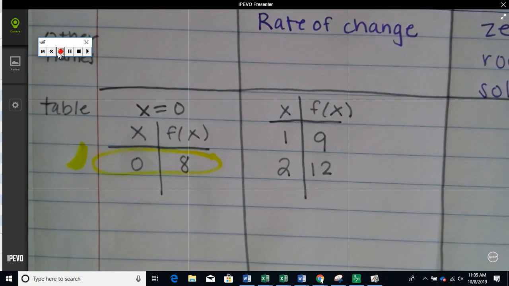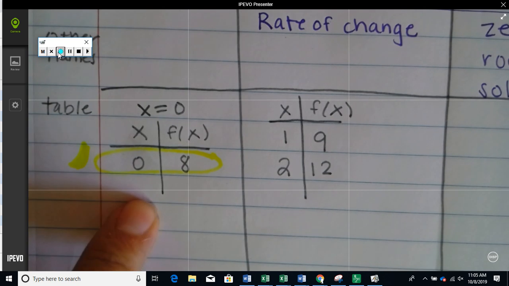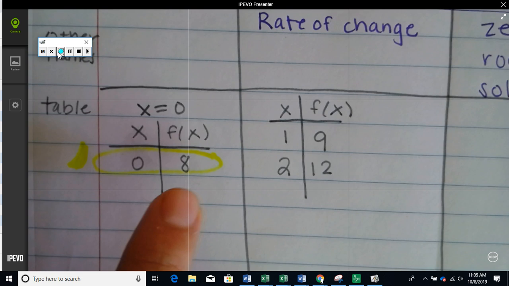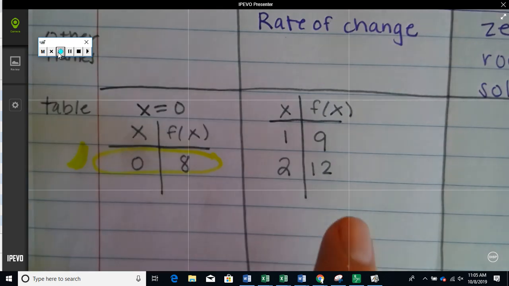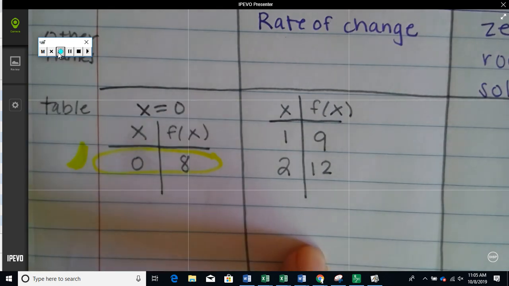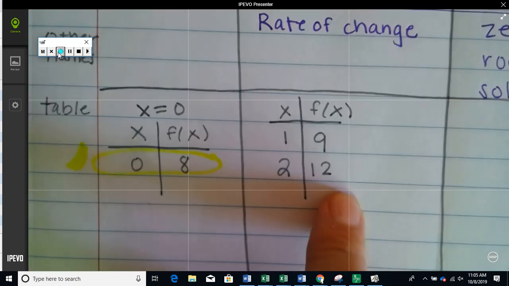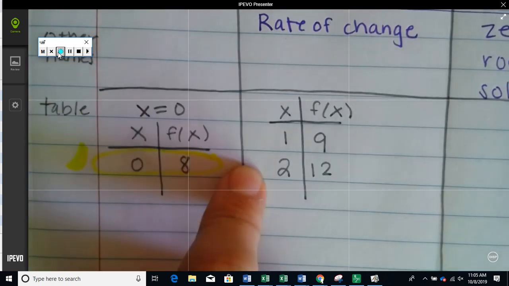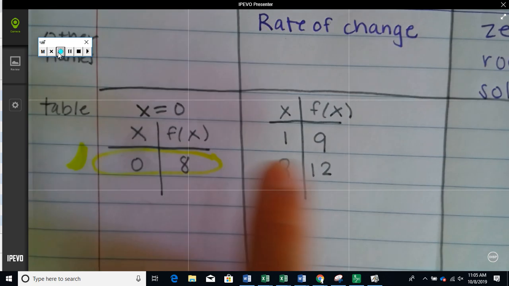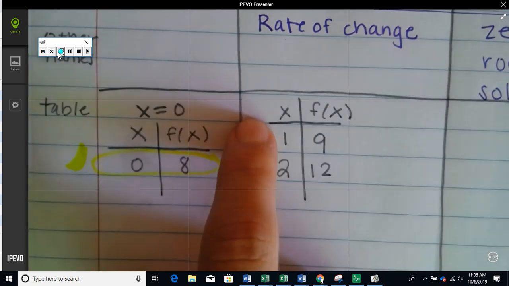Okay, so to find the slope from a table, remember, when you do y-intercept, it's just one number, it's just this 8. The y-intercept is the 8. When you do rate of change, slope, it's two numbers, two things are changing. The y's are changing and the x values are changing. And that's what slope is, this rate over this rate.